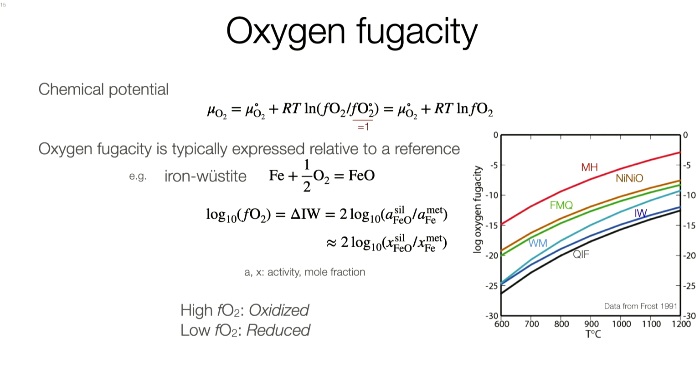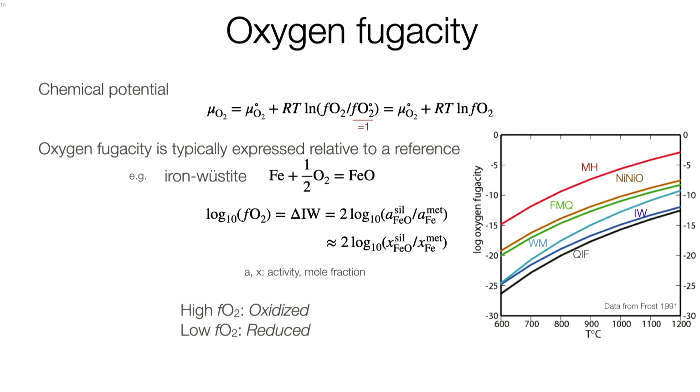And the log of the oxygen fugacity is expressed as follows. And here a is activity, which is approximately written as follows. Here X is the mole fraction of FeO in the silicate, and the other X represents the mole fraction of iron in the metal phase. So this is an experimentally observable value.